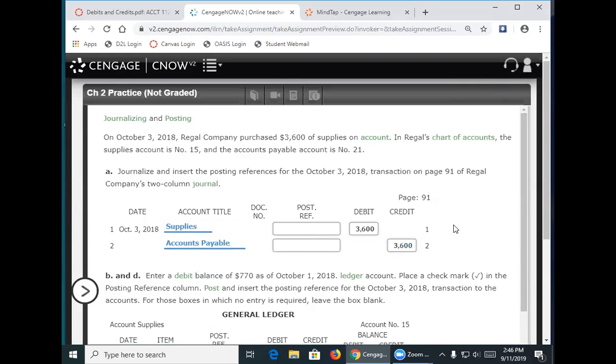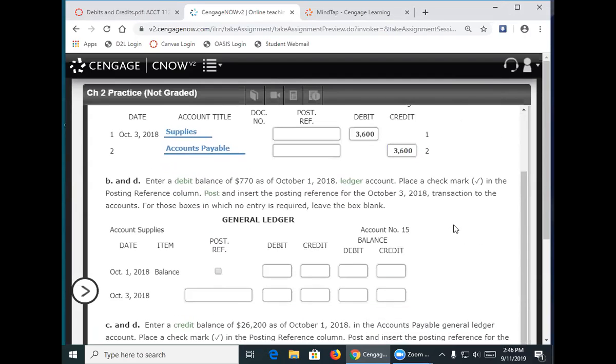So we need to do the post reference, but we're going to do that as we post this to the ledger. Okay. So it tells us down here, if you scroll down, this first one is the general ledger for account supplies. So we're dealing with supplies, and it's account number 15. And I need to read up here. It says, enter our debit balance is $770 as of October 1 in the ledger account. On this first line where it says the October 1st balance, I'm going to come almost all the way to the right and put in an existing debit balance of $770. And then it said to put a little check mark in the post reference for that line. So that balance was already there.